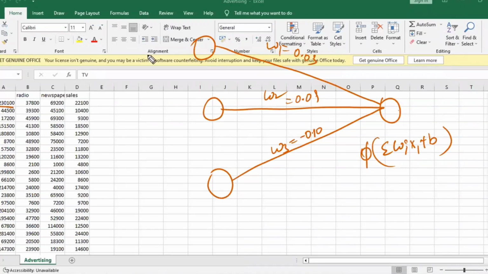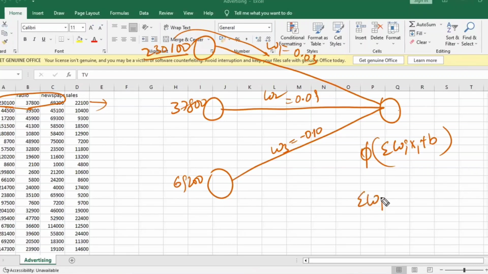First, 2,30,100, 37,800, and 69,200 will be sent into this. The first record's information, the three input values, will be sent in. 2,30,100 into this value will be calculated, plus 3,37,800 into 0.09, plus minus 0.10 into 69,200.